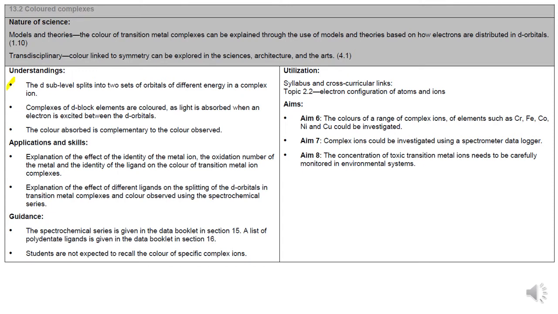We're going to be talking about orbital splitting, and we're going to talk about coloured complexes, that the colour absorbed is complementary, and we're going to link this splitting, which is these two guys, into why these are different colours and why different ligands produce different colours. Please note, you're not expected to know the colour of particular complex ions. All right.